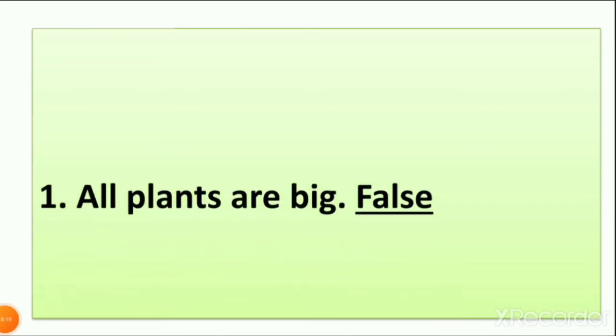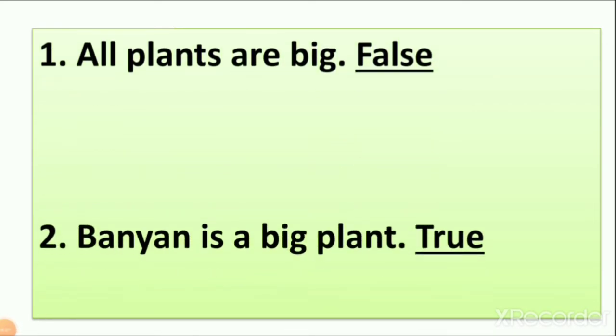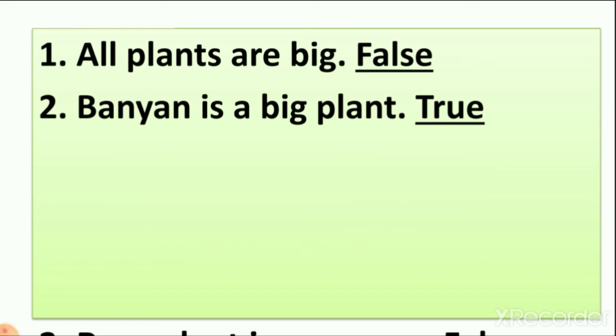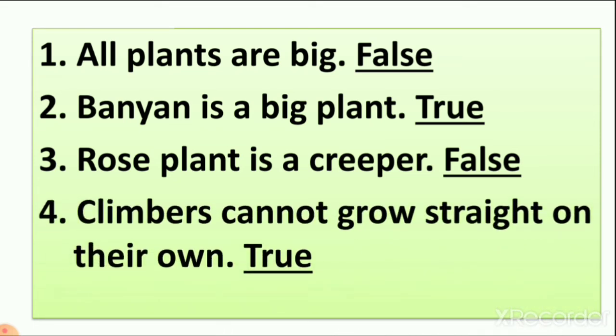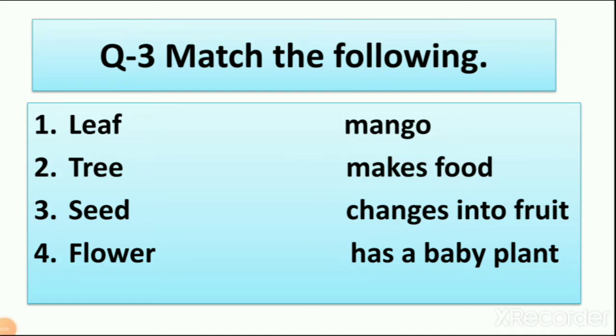So we learn for true and false. All plants are big. False, banyan is a big plant. True, rose plant is a creeper. False, and climbers cannot grow straight on their own. So now let's revise our exercise with question number 3. Match the following. So in this we have to match column 1 with column 2. So let's start our exercise.